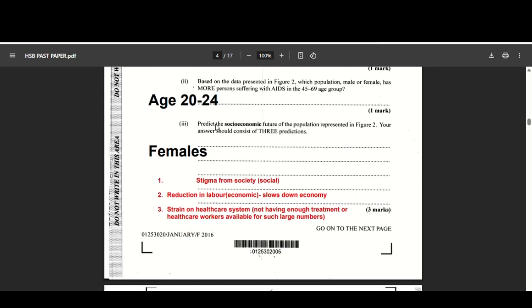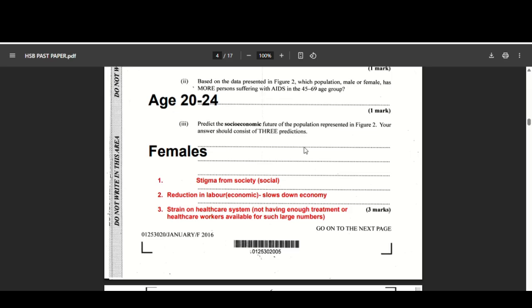And then it says predict the socio-economic future of the population presented in figure 2, and your answer should consist of 3 predictions. So basically, socioeconomic, we're talking about how it will affect society, how these persons having AIDS will affect society, affect the economy, affect business. So that's what it's talking about.